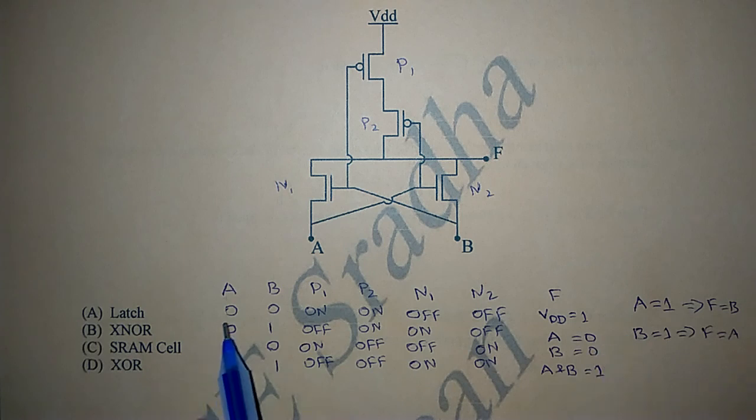When inputs are same, that is either both are 0 or both are 1, output is logic 1. And when inputs are different, output is 0, which is XNOR operation. So from the options, we can say that option B is the correct answer.